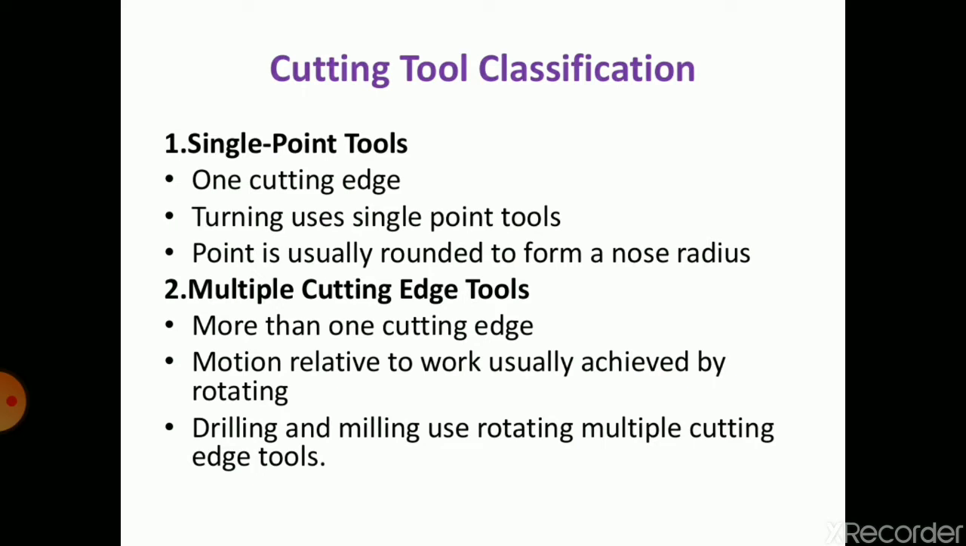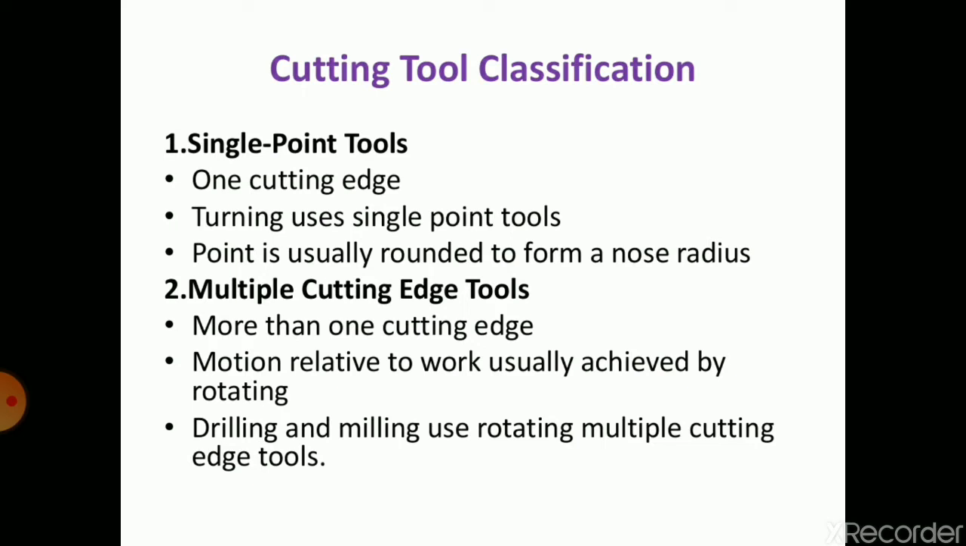Number one is single point cutting tools, in which there is one cutting edge. Turning uses single point tools. The point is usually rounded to form a nose radius. Then multiple cutting edge tools, or multi-point cutting tools, in which there is more than one cutting edge.